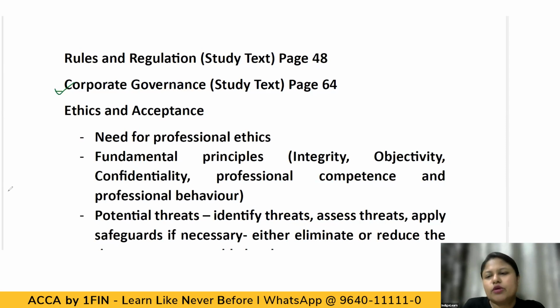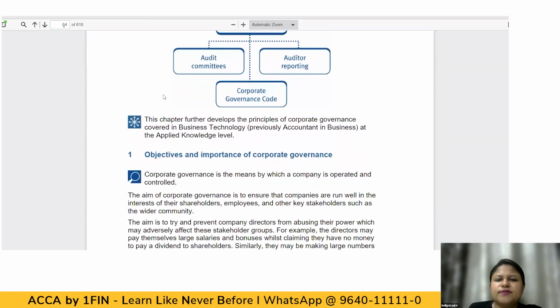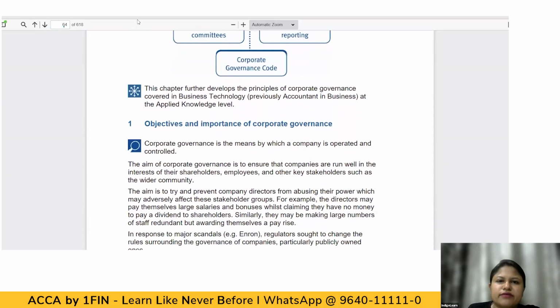So let us have a quick glance at the discussion of this entire topic. In corporate governance, basically we understood the importance of corporate governance, and the importance is that the aim of corporate governance is to ensure that companies are run well in the interest of their shareholders, employees, and other key stakeholders, such as the wider community.